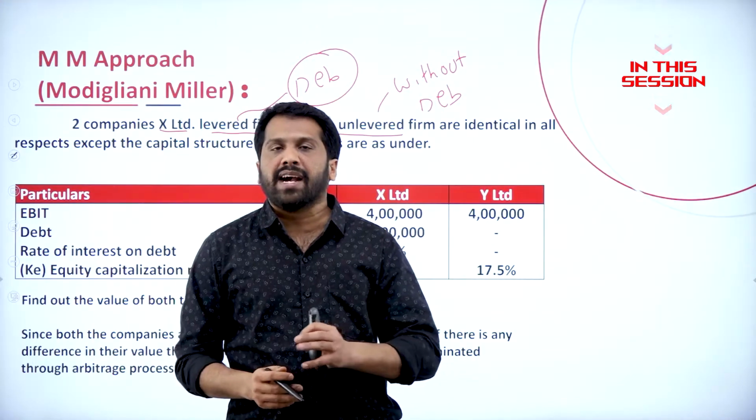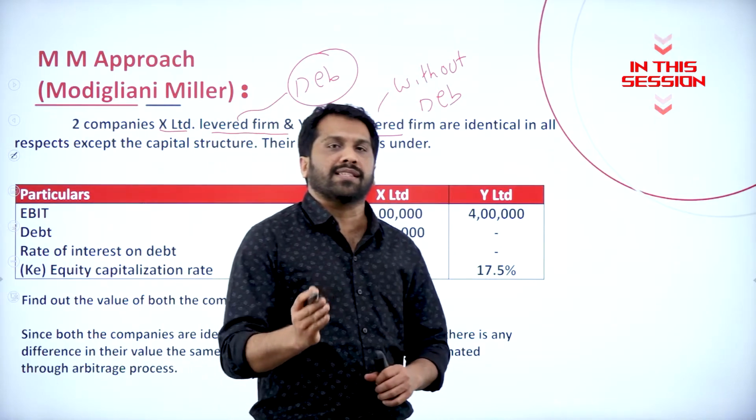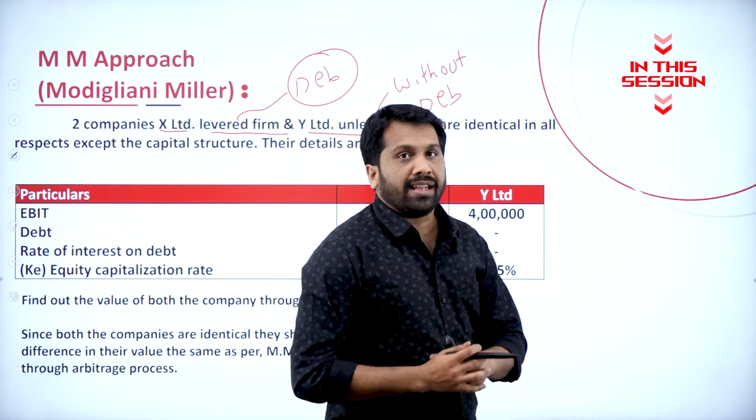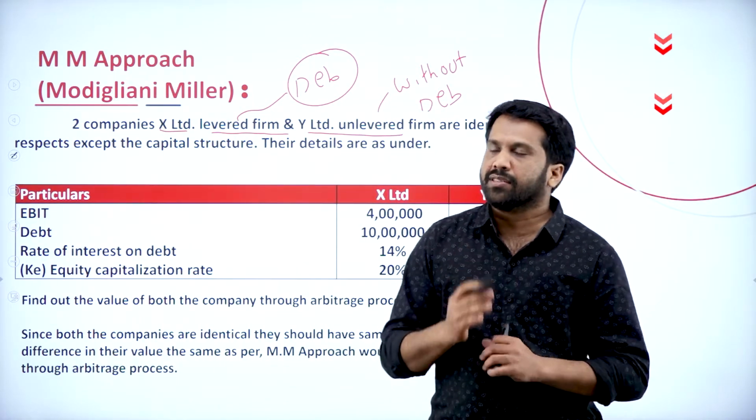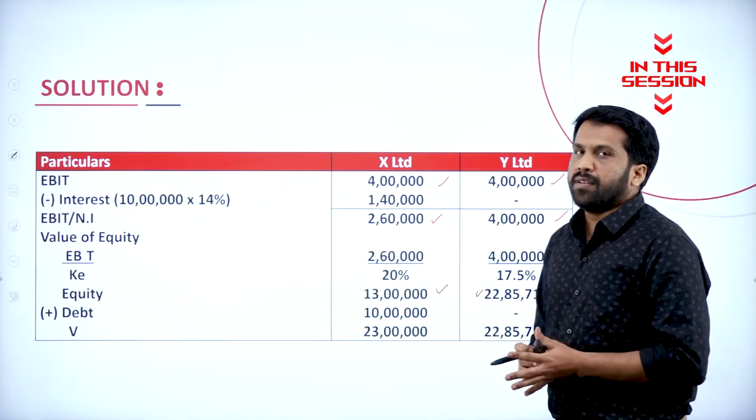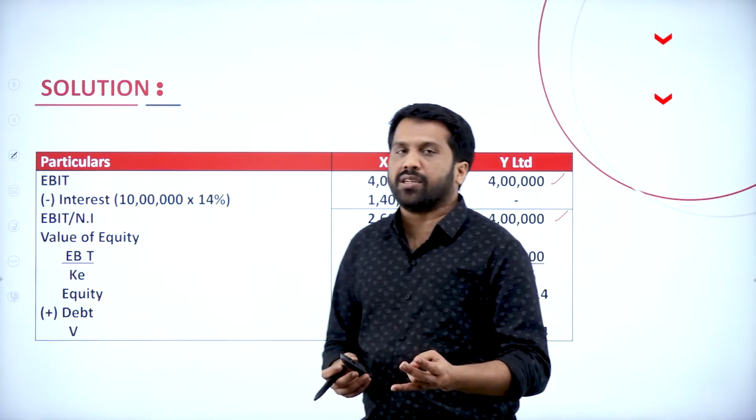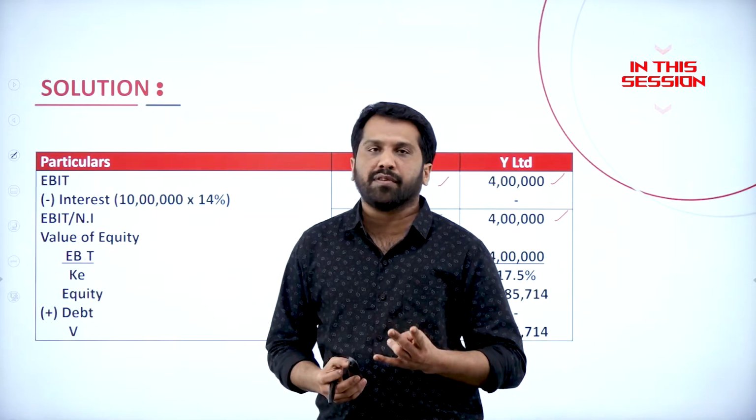X is levered and Y is unlevered. Levered in the sense they have debentures. Unlevered means they don't have debentures. What is the value of the firm? Equity plus debenture, we call it the value of the firm.